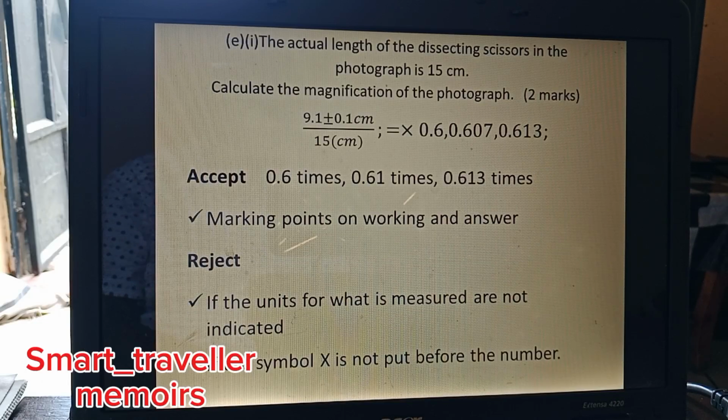The actual length of the dissecting scissors in the photograph is 15 centimeters. Calculate the magnification of the photograph. Magnification is 9.1 plus or minus 0.1 centimeters over 15 centimeters. And this gives you 0.6, 0.607, 0.613.